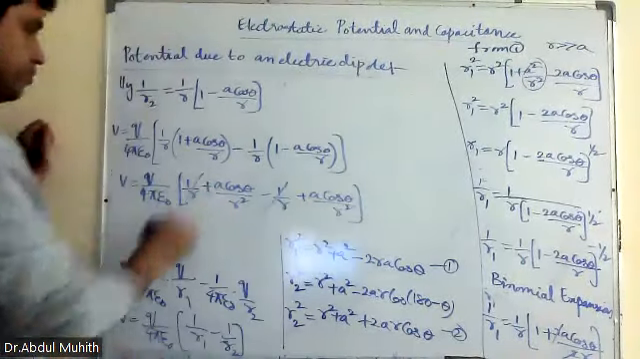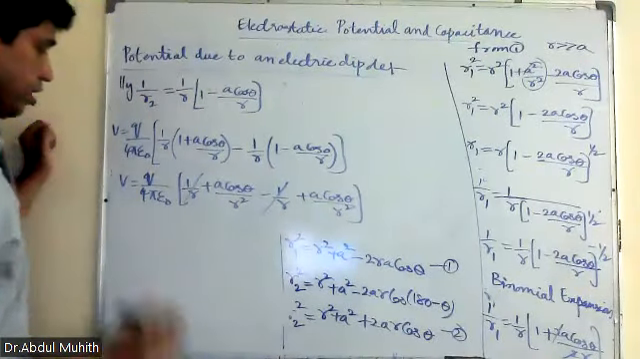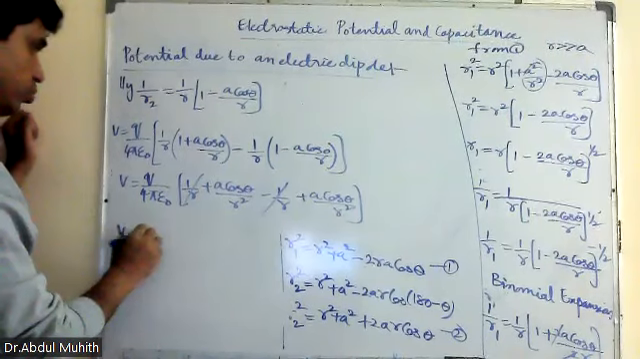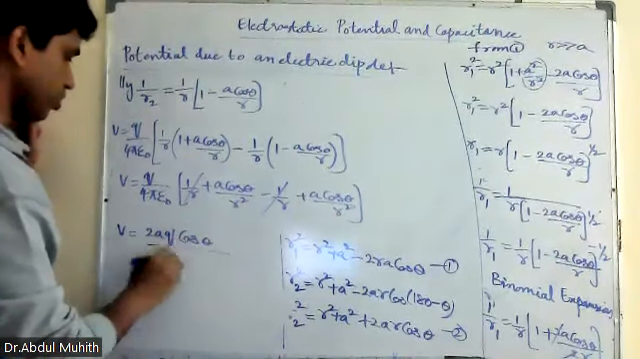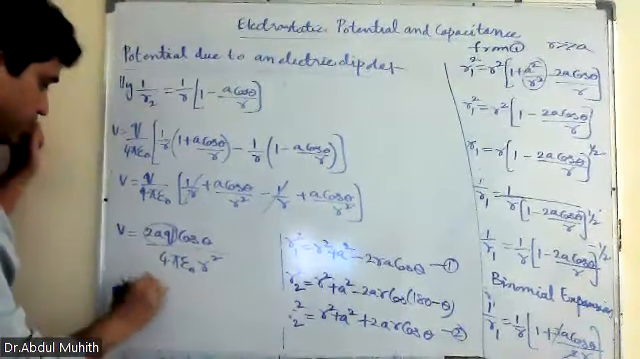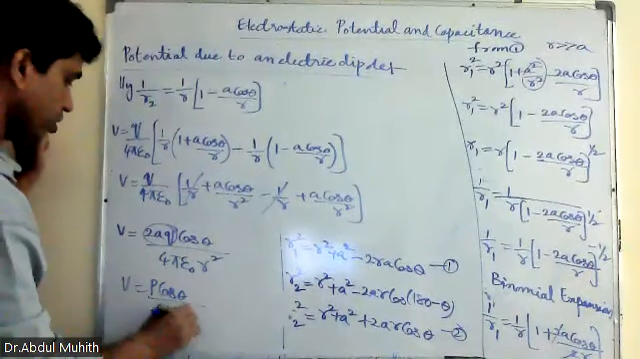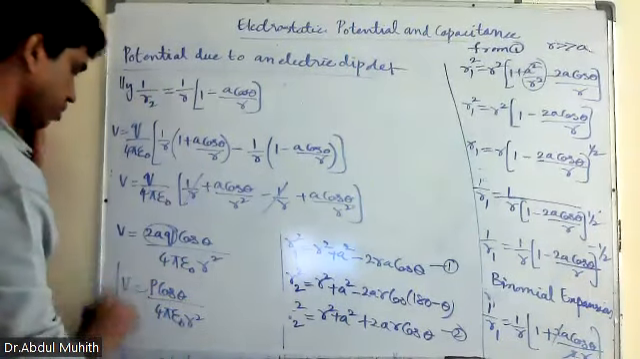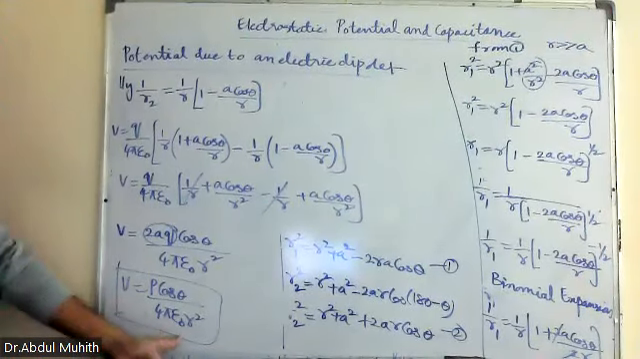So what will happen? This and this will go away. These two will go away. So we are left with V is equal to 2A Q cos theta divided by 4 pi epsilon 0. So what is the formula? This total value 2AQ will become P. The formula is P cos theta divided by 4 pi epsilon 0 R square. This is the potential now. Is that clear? The final answer is P cos theta divided by 4 pi epsilon 0 R square.